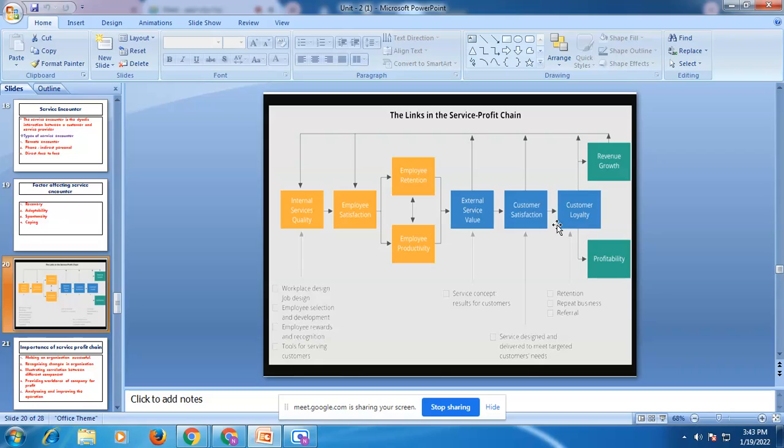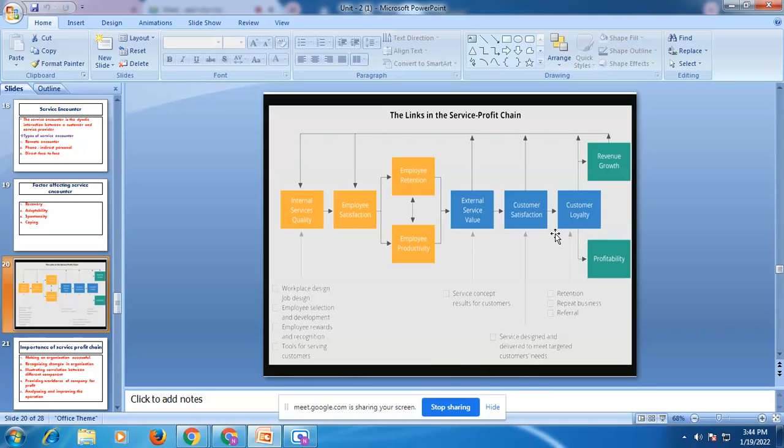Next is the link between employee loyalty and employee productivity. In this link, satisfaction and enthusiasm help to develop employee loyalty. Only an excited and happy employee can make the customer happy and satisfied. Therefore, employee satisfaction is a must for customer satisfaction. Then, the link between employee satisfaction and loyalty.